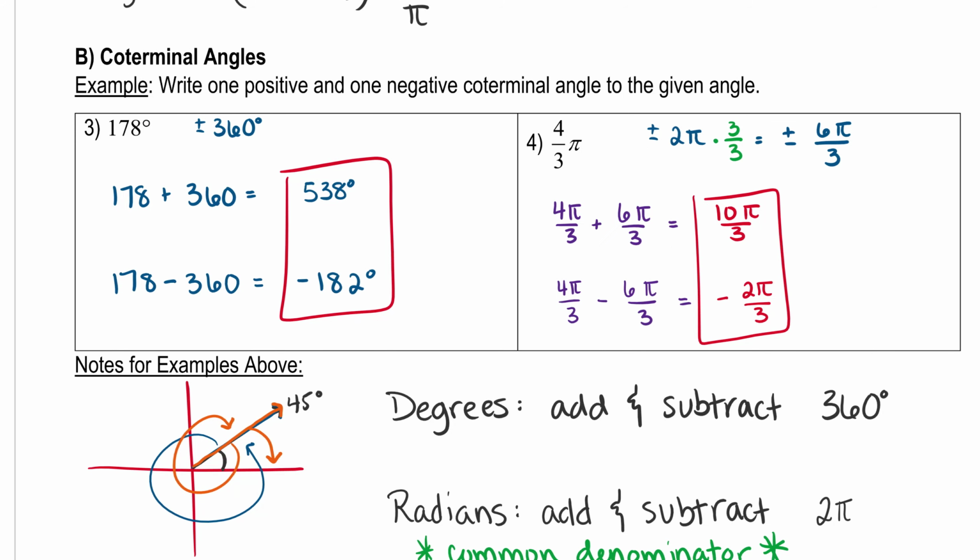So degrees, add and subtract 360. Radians, add and subtract 2 pi.